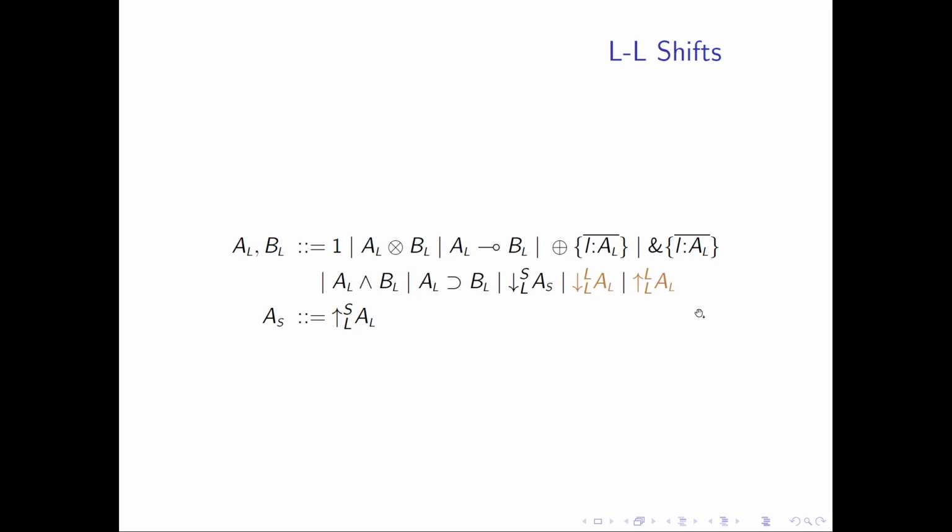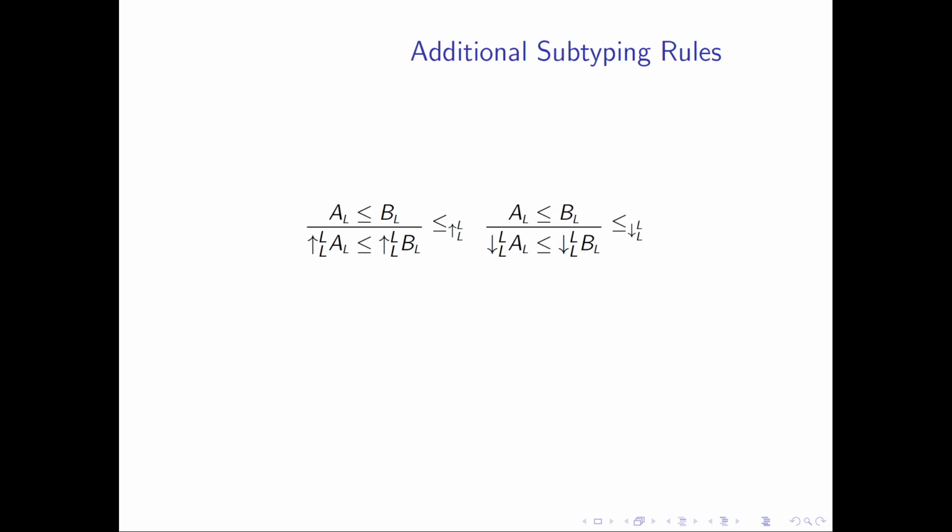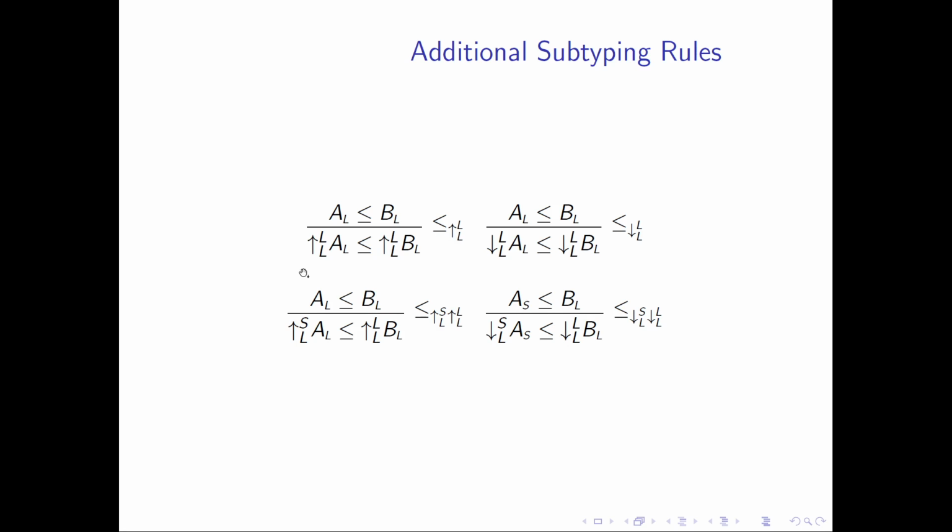And when we introduce this connective, we have to add additional subtyping rules. And these two are the simple rules. They say that if the continuations are subtypes, then the arrow types themselves are subtypes. However, the more interesting rules are the following two. We say that if the continuation types are subtypes, then an up from L to S is a subtype of an up from L to L. And a similar idea for this down arrow.